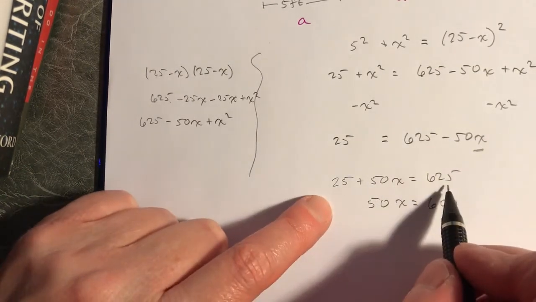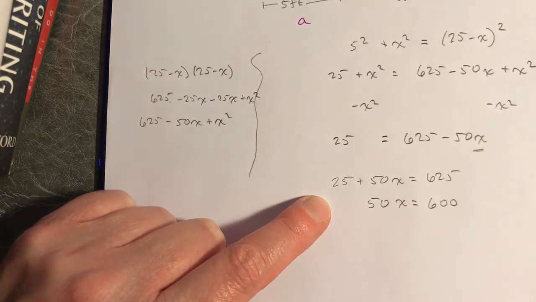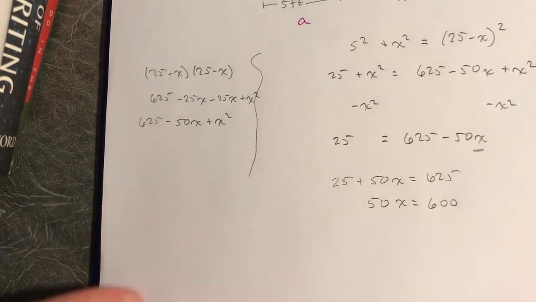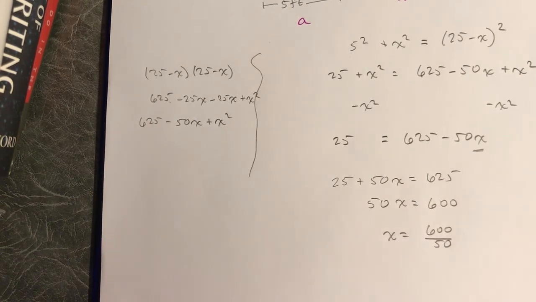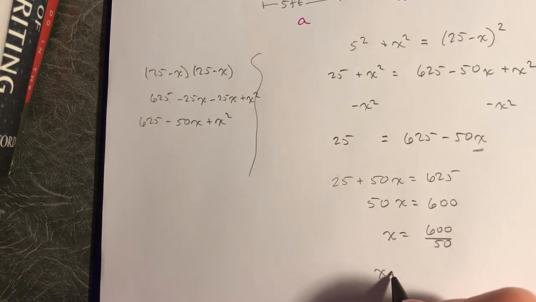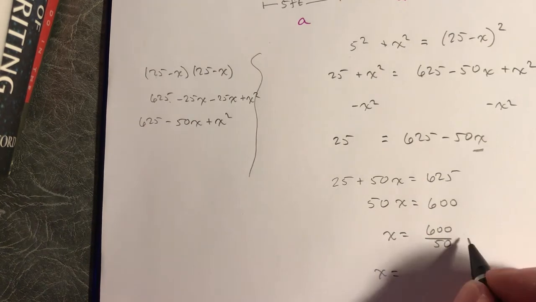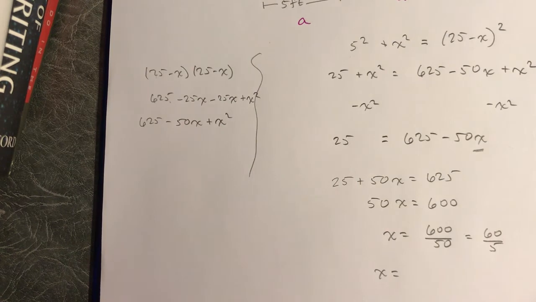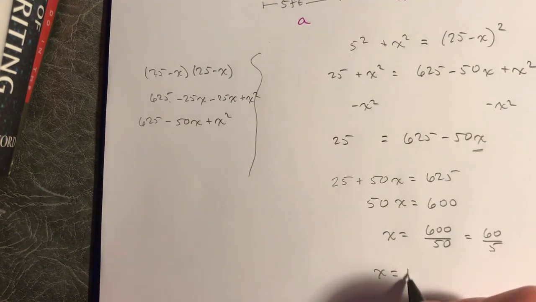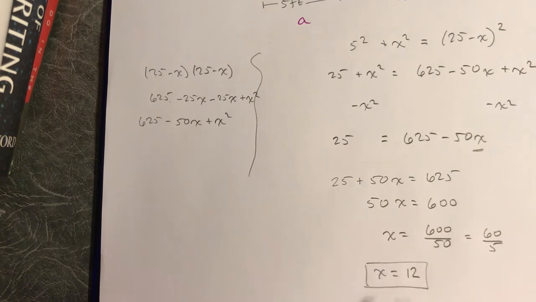Again, these are really tidy numbers, so the arithmetic turns out easy. And now I divide both sides by 50. So x equals 600 divided by 50. If I shake that out, I can divide top and bottom by 10. That's going to give me 60 divided by 5. And that's 12. 12 times 5 is 60. So x shakes out as 12.